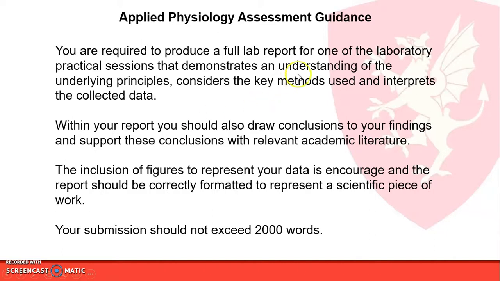But effectively, within that lab report, you need to demonstrate an understanding of the underlying principles that we've covered for each of the topics. So if it was, for example, flexibility, then obviously the underlying principles of flexibility. You need to consider the key methods used, and then more importantly, which is probably the purpose of a lab report, to interpret the data that's been collected, using relevant statistical tests. Within your report, you need to draw conclusions to your findings by disproving or proving your hypotheses, which you should state in there, and that should be supported or not with relevant academic literature.